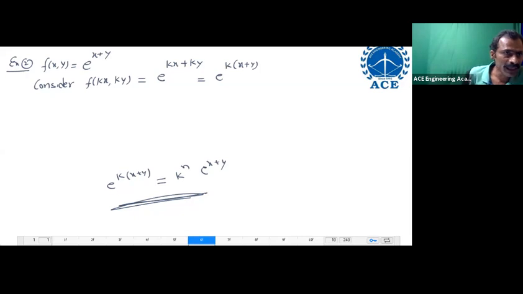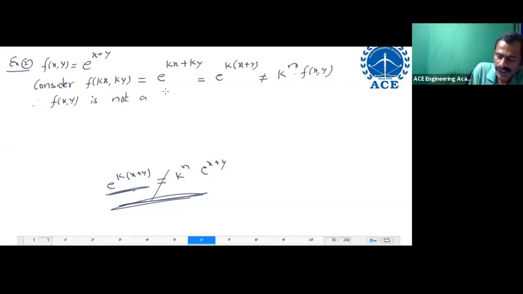The degree of the homogeneous function may be any number, that may be an integer or non-integer or a fraction or a negative fraction, any number. That's all. Doesn't matter. So here we cannot write this exponential function equal to k power something into the same function. That is why it is not a homogeneous function. This is not equal to k power something into the same function f of x comma y. Therefore, f of x comma y is not a homogeneous function.